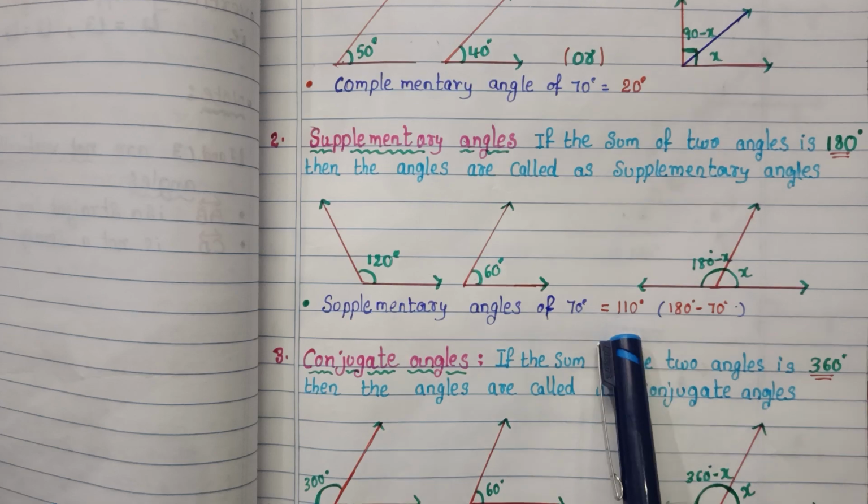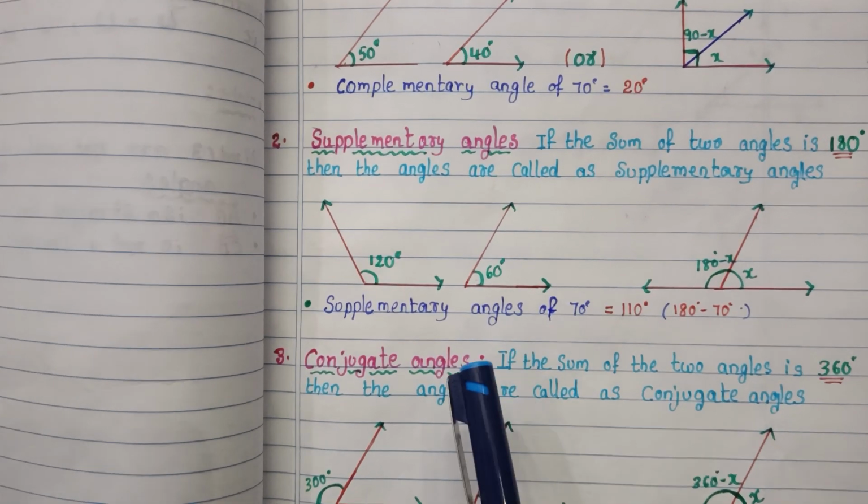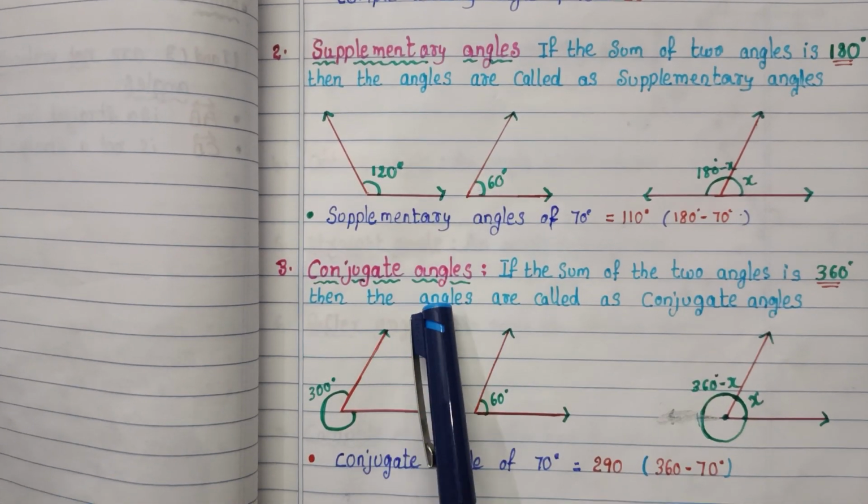Then what is the complementary angle for 180? 180 minus 180.